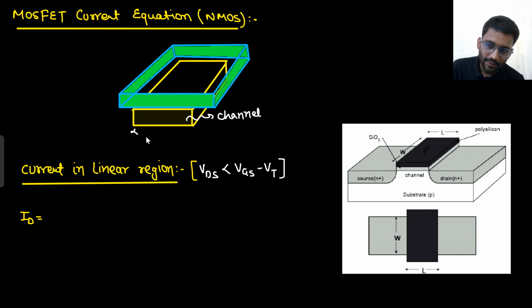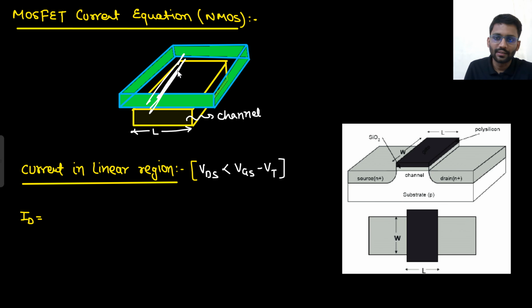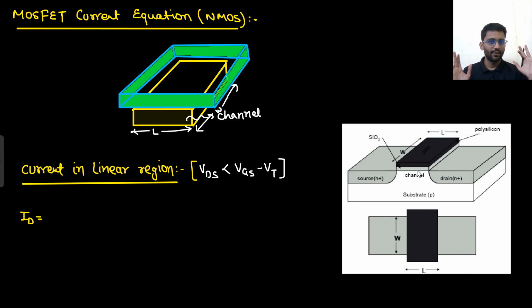Now this particular length is known as L. This is the channel length, and behind this one, this is known as width. Here it is difficult to show, but I will show it somehow. This is my width. In this diagram it is clearer. Length and width. Got it?